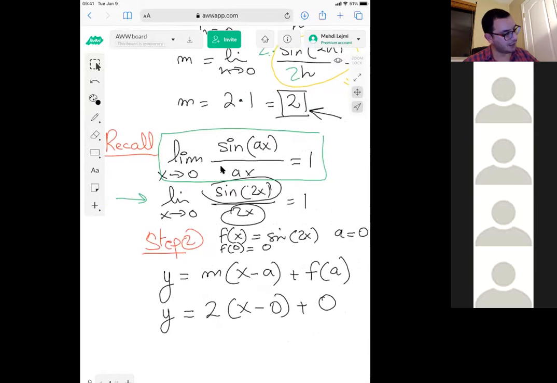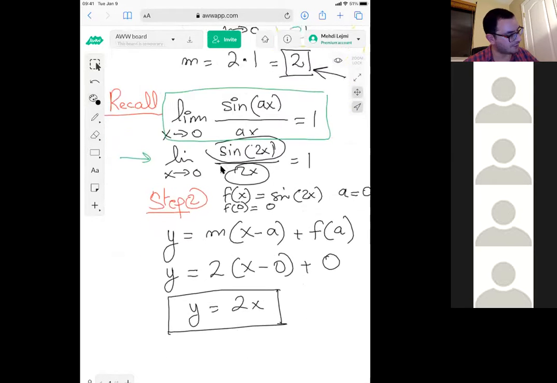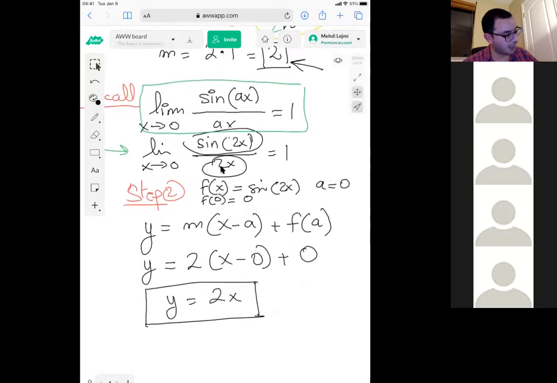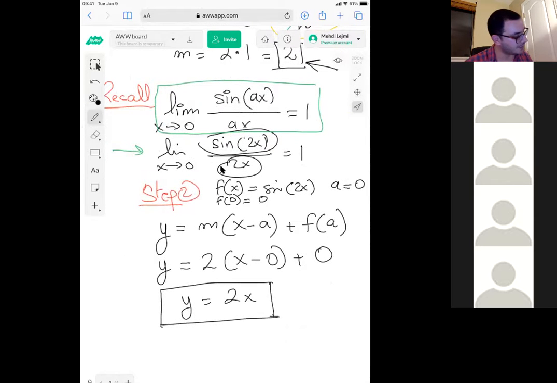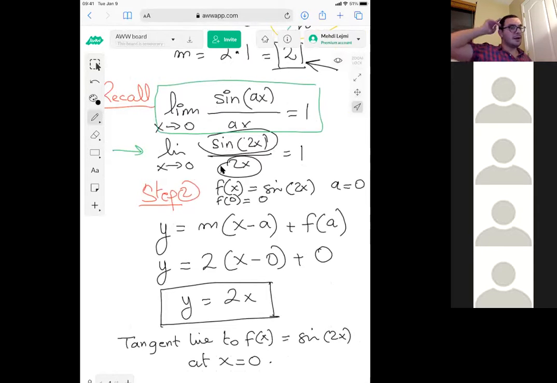So then the final answer, of course, would be just y equals 2x. This is the equation of the tangent line to the function f of x equals sine of 2x at x equal to 0. So is there any more questions? Any question, guys? Okay.